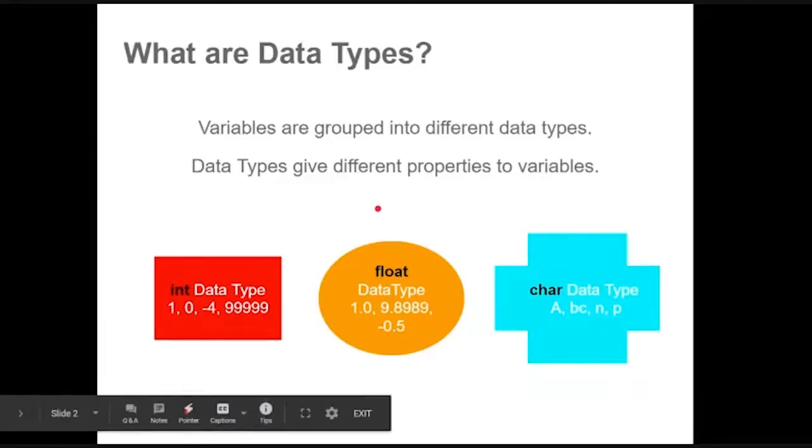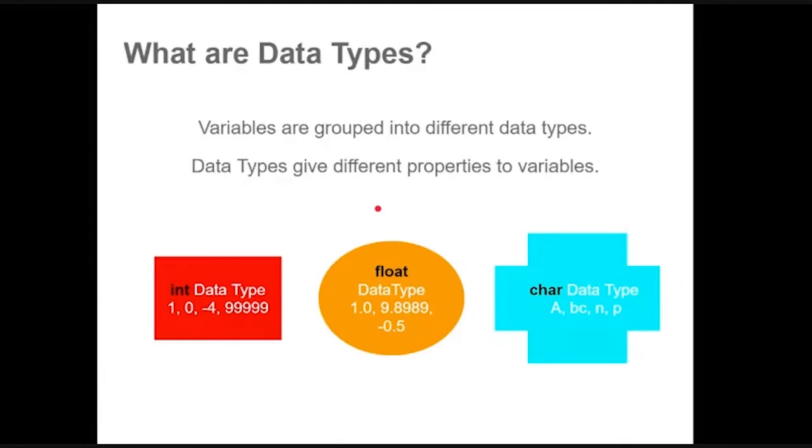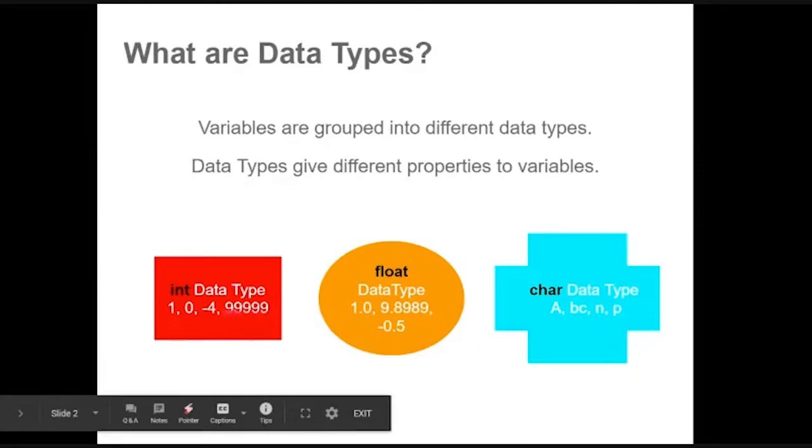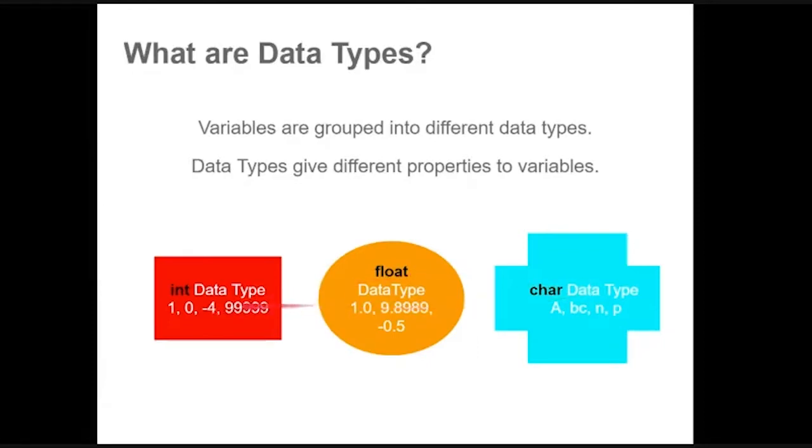What are data types? Variables that we learned about in the last class are grouped into different data types. Data types give different properties to variables. Here are a few examples. You have the integer data type, the float data type, and the char data type.